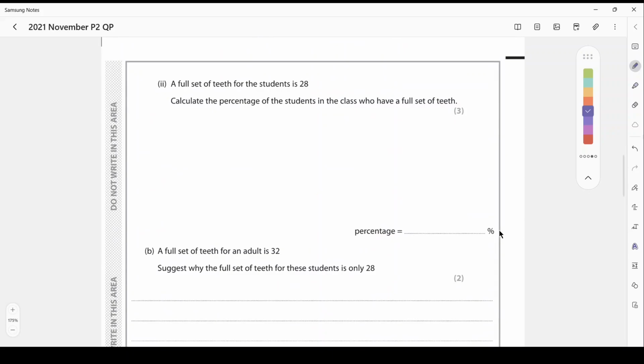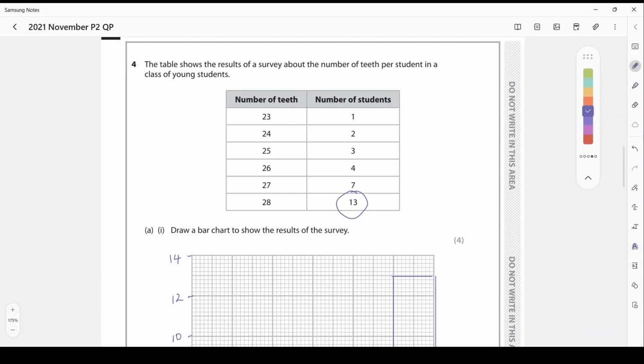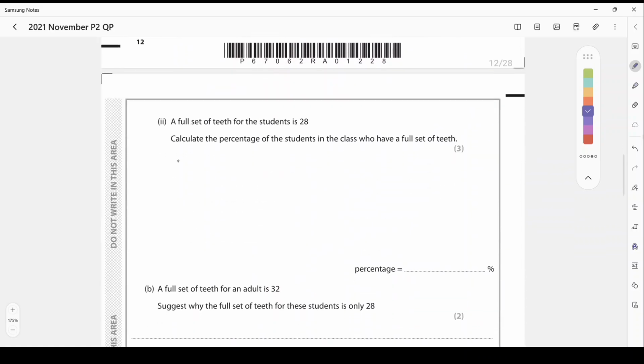Part 2, a full set of teeth for the students is 28. Calculate the percentage of students in the class who have a full set of teeth. So if we scroll back up, the number of people that have a full set of teeth are 13, but how many students are there in the entire class? So let's add up all of these numbers together. 1 plus 2 plus 3 plus 4 plus 7 plus 13, that gives you 30 students. So we do 13 divided by 30 times 100 to get the percentage. And that would be 43.3%.